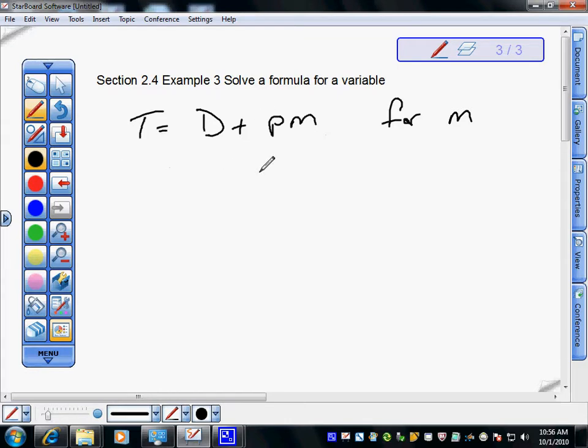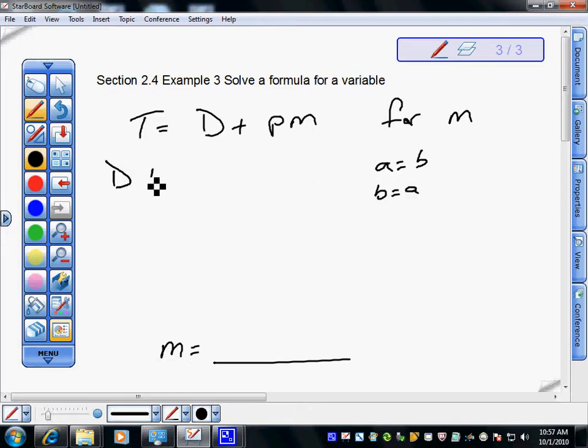So here's our formula, and we want to be able to solve it for M under any conditions regardless of the values. So our goal at the end of the day is we want to have M equal something. And I might suggest at this time, since we're solving for M and all of my M variables are on the right, I'm going to use this property of addition, that if A equals B, then B equals A, so I can just switch everything around.